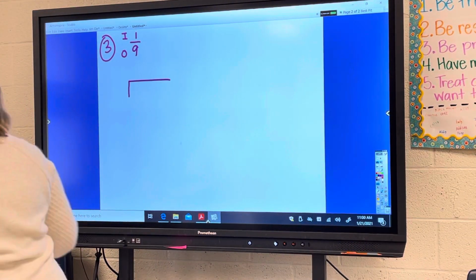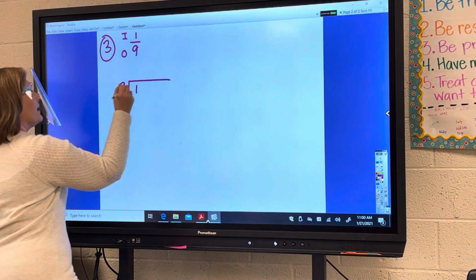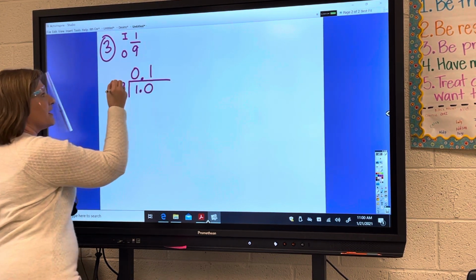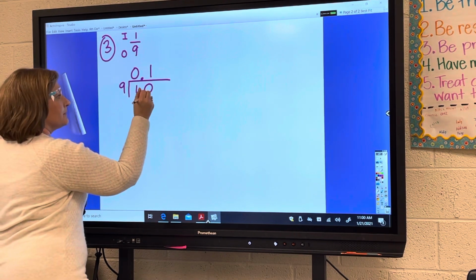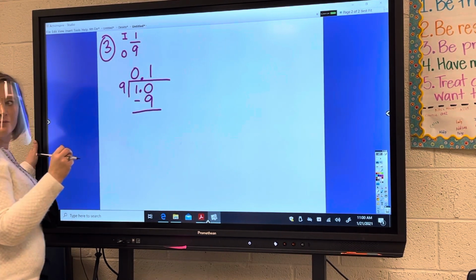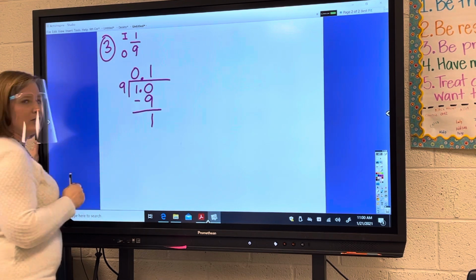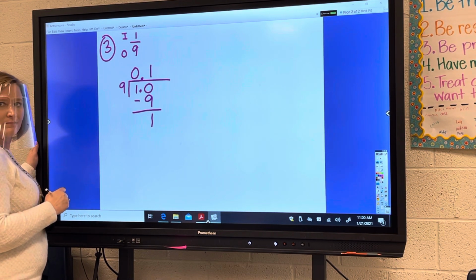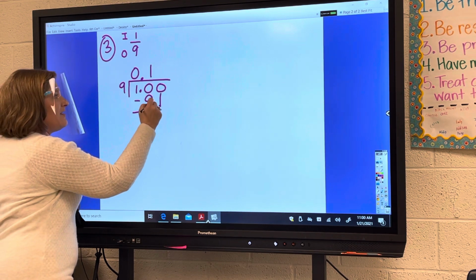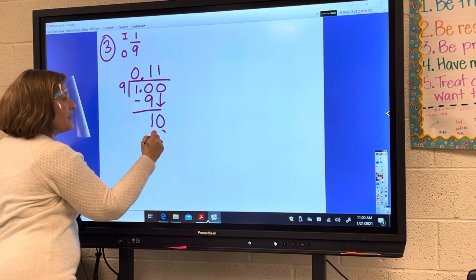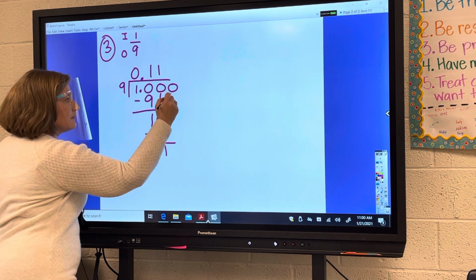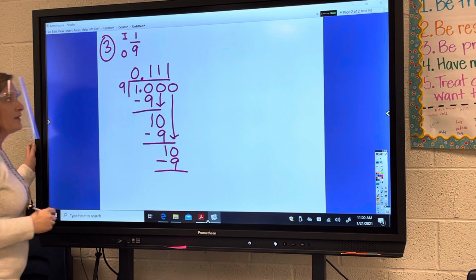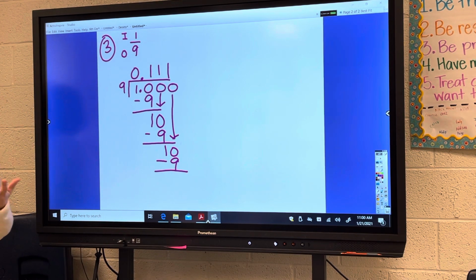All right, how many times will 9 go into 10? 1. 1 times 9 is 9. 10 minus 9 is 1. What do we need to do? Keep on going and get some more. So Ava said that as she did it, what happens? You keep getting the same thing.